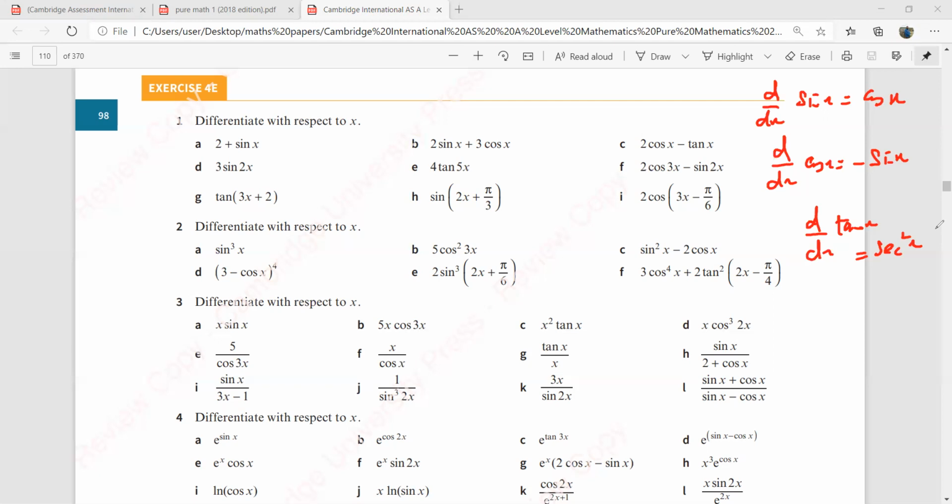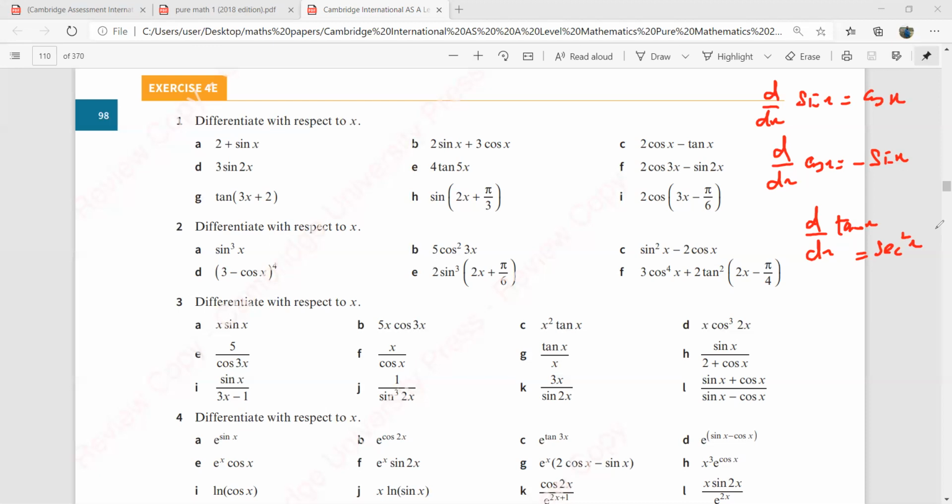Now tell me about the c part. Minus 2 cos x, or minus 2 sin x. Minus secant square x. Secant square x. Very good.